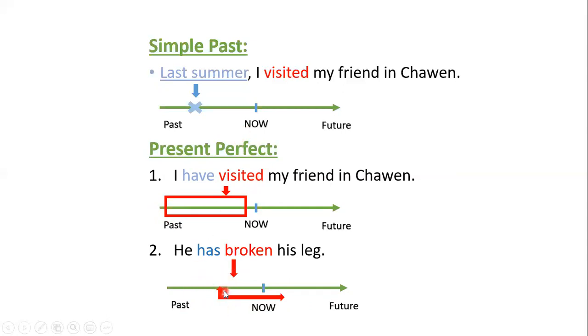But here, again, we don't know which time in the past. We know it is the past. We know it started in the past, but it is still going. It is still ongoing in the present. He has broken his leg. Is his leg cured? No, it is not. He has broken his leg, which means that his leg is still broken. And it might be still broken sometime in the future.